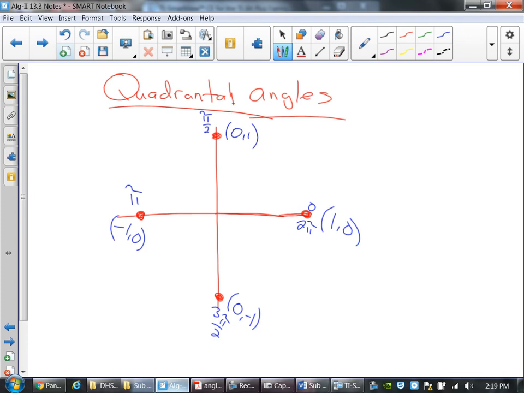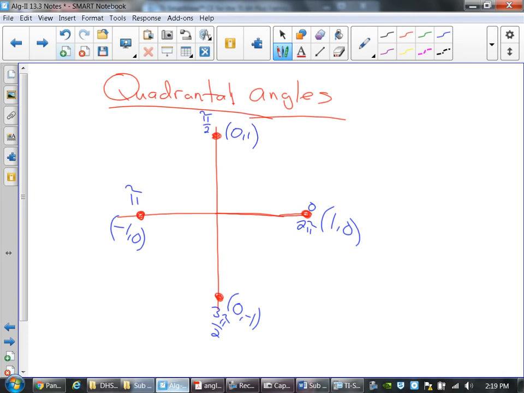Cosine. Where does cosine start? 1. Cosine starts at 1, goes to 0, negative 1, 0, and 1. What does tangent do? What's the tangent at 0? Tangent was y over x. What's 0 over 1? 0. So tangent starts at 0.